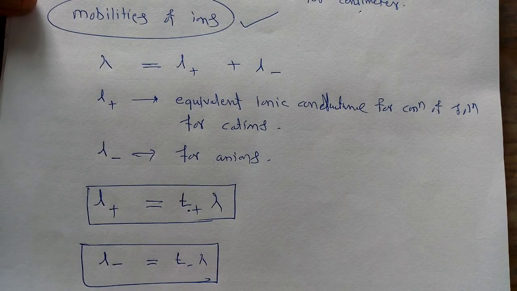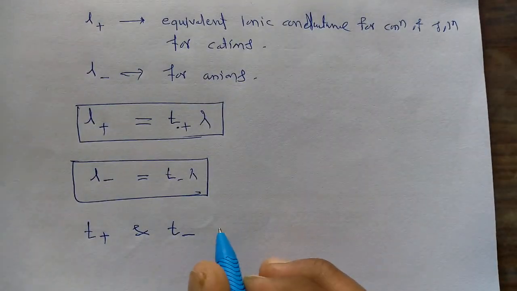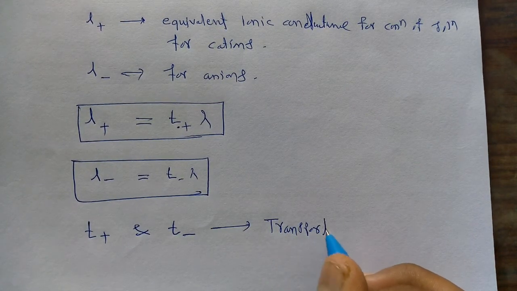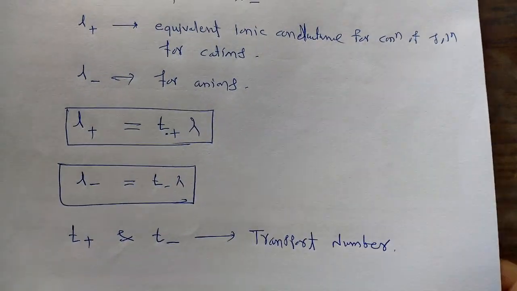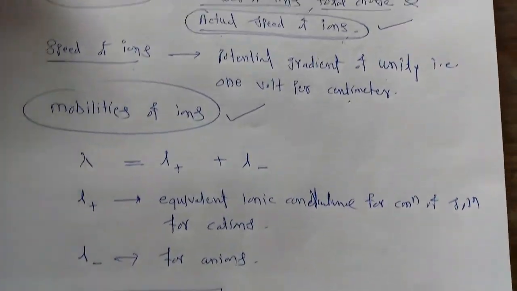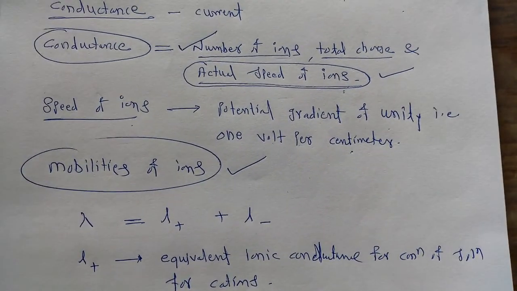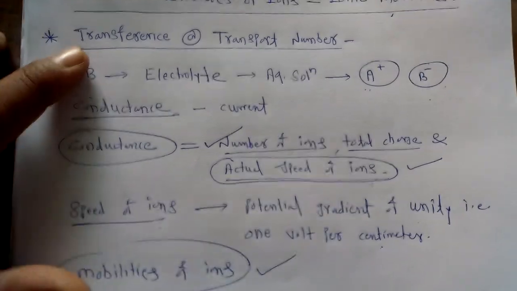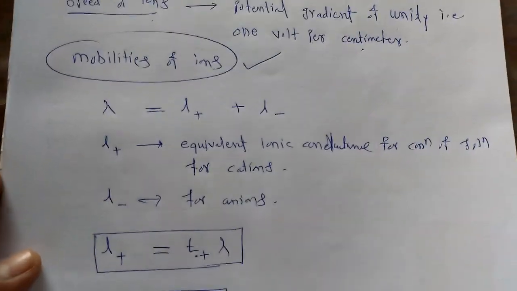T plus and T minus is called the transport number. Now, once we studied this simple point, the absolute velocity of ions, which is called the ionic mobilities, the second important factor we have to consider for the electrolytic solution is called the transference or transport number. Now what is the meaning of this transference or transport number?